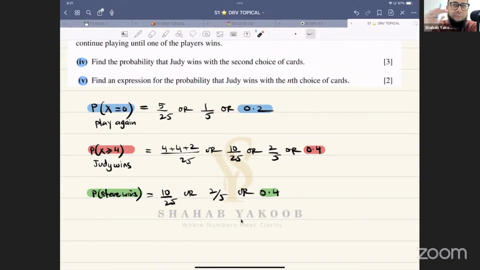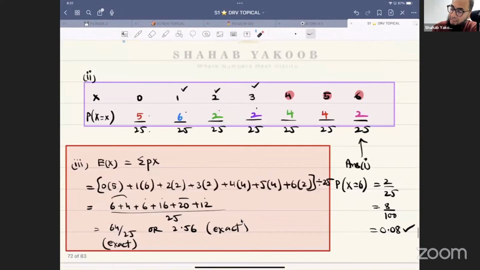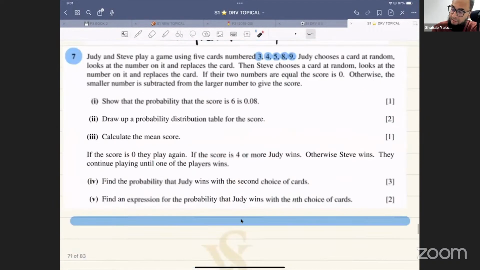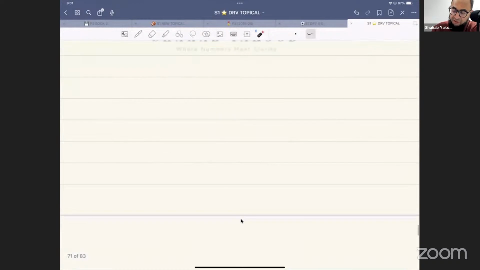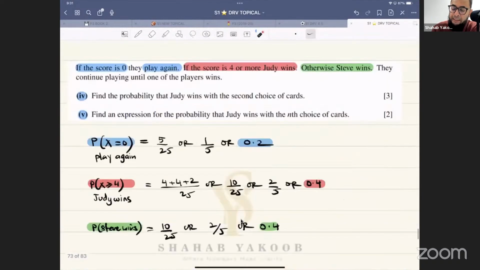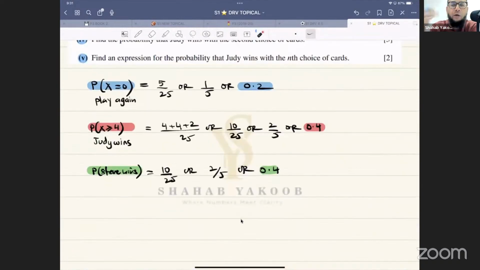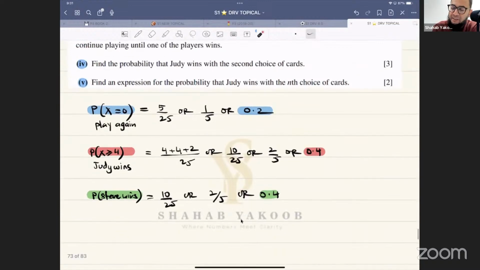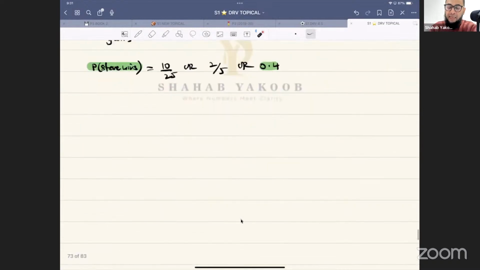Officially, geometric distribution came into the syllabus in 2020. This is, I think, 2011, much before. So now they are making you think out of the box. These two parts are connected. Find the probability Judy wins with the second choice of card. Find an expression for the probability Judy wins with the nth choice of card. So I need to develop a pattern.